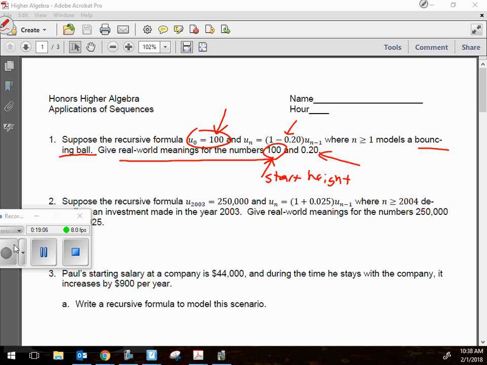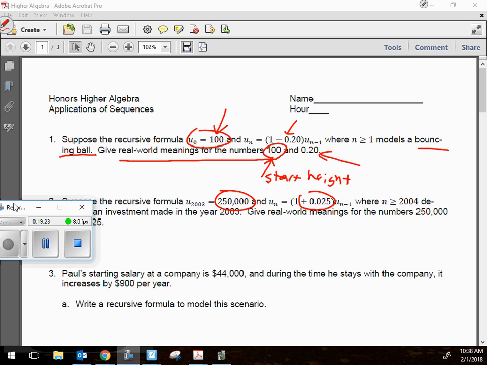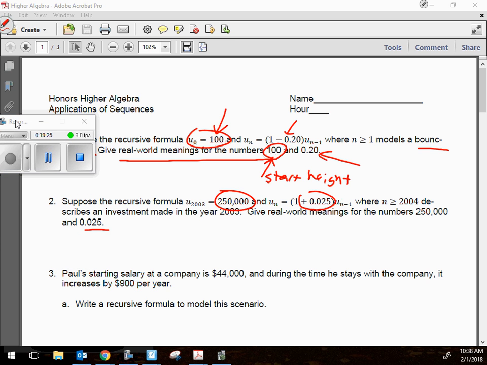All right, so this next one, number 2. Suppose the recursive formula, blah, blah, blah. This is about having some money, $250,000. And they're going to make it, I can see a plus here, grow by 2.5%. And they're going to ask you, basically, what does it mean to have this in the formula? And I just said it a second ago. That's how much it's growing by.